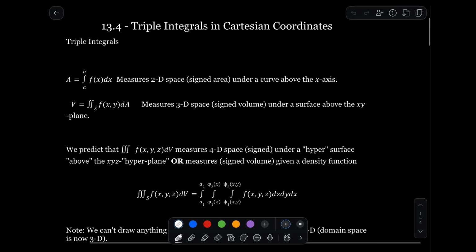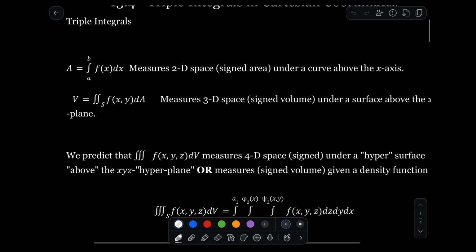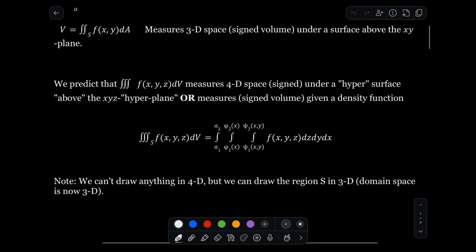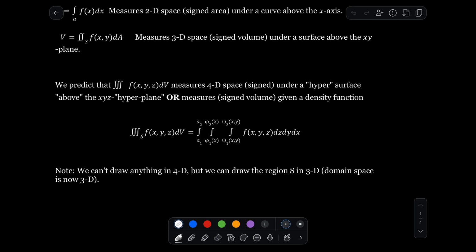And before we even start off, we should probably look back at our previous types of integration and understand how we get here, right? So we get an area from taking an integral of a single variable function. We get a volume from taking the double integral over a region, f of x, y, in the xy plane. But we can also say that we have a triple integral measuring 4D space under a hyper surface, above the xyz hyperplane, or measures a signed volume given a density function.